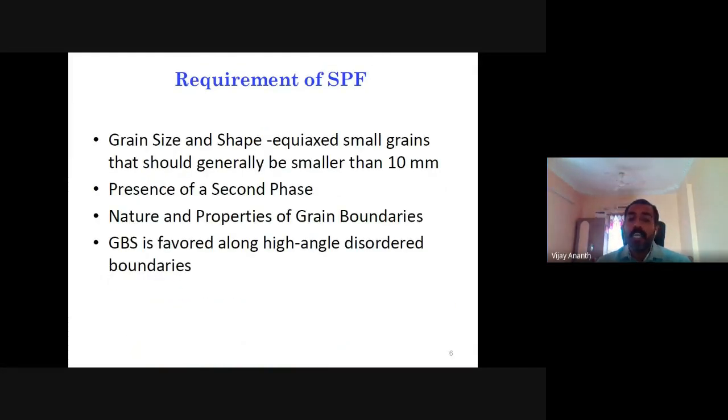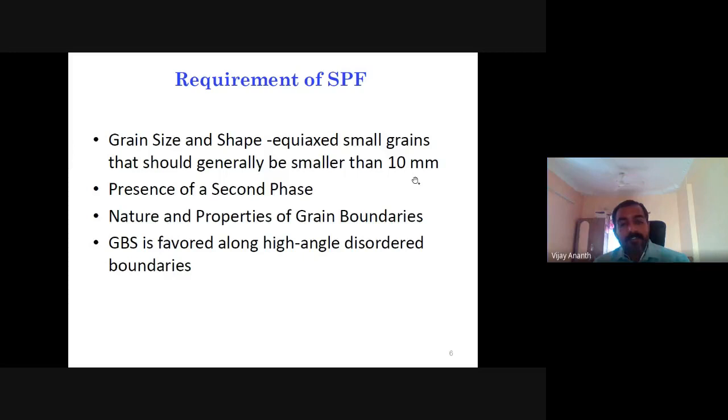Then the grain shape also plays an important role in superplastic forming. Equiaxed grains are very useful for superplastic forming. Equiaxed grains means the width as well as the height of the grain should be equal, right? That is, from the axis, all the sides should be equal. Then the formation in superplastic forming will be very good, right? So this is 10 micrometer, not 10 mm, 10 micrometer.